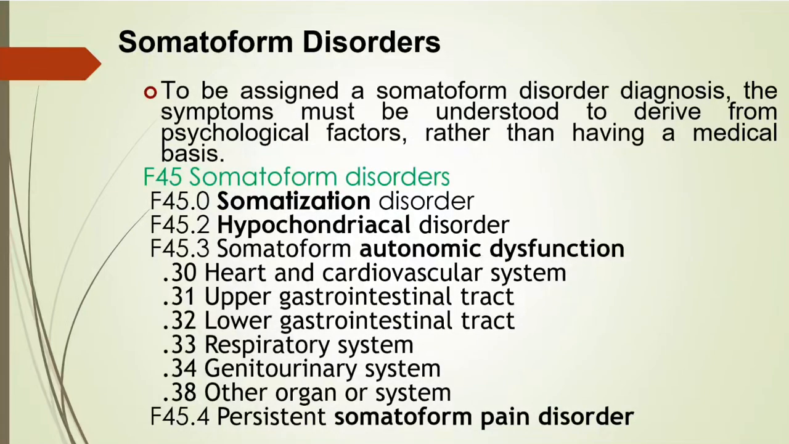The somatoform disorders are classified in ICD-10 as follows. The chapter is F45 for somatoform disorder. The subclassification is somatization disorder, hypochondriacal disorder, somatoform autonomic dysfunction, which is further subclassified as per the system involved, like cardiovascular system, GI system, respiratory system, genitourinary system, and other organ. Another classification is persistent somatoform pain disorder.